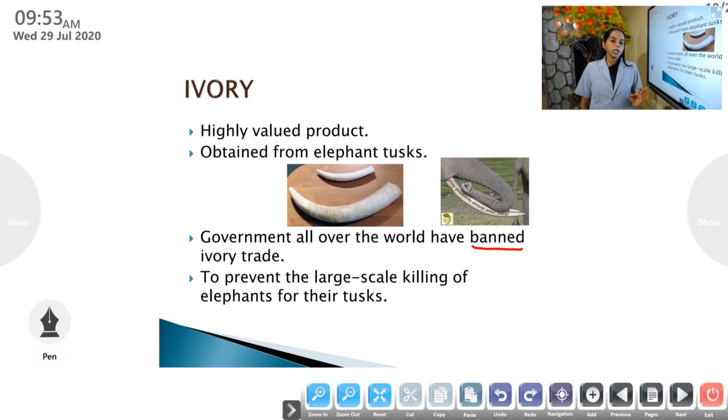Remember, in shearing of wool and milking of cow, we are not doing any harm to the cow or to the sheep. Sheep will produce more wool and cow will also produce more milk. But here, by taking leather from the skin of animals, or when elephants are hunted for ivory, we are actually doing harm to these animals. So that is why the government has banned this ivory trade.